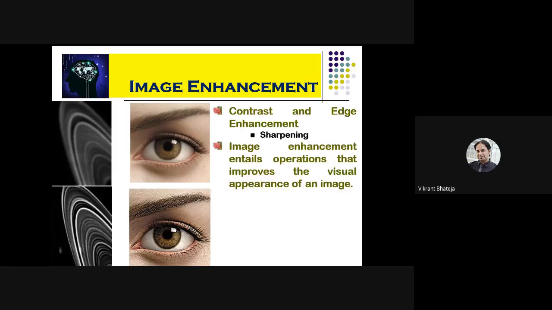Another aspect is that when you talk about contrast enhancement, there is another aspect known as edge enhancement or sharpening. So if we apply this concept to medical images, we want contrast enhancement, and we also want edge enhancement, because until and unless we have edge enhancement, sharpening is not obtained.